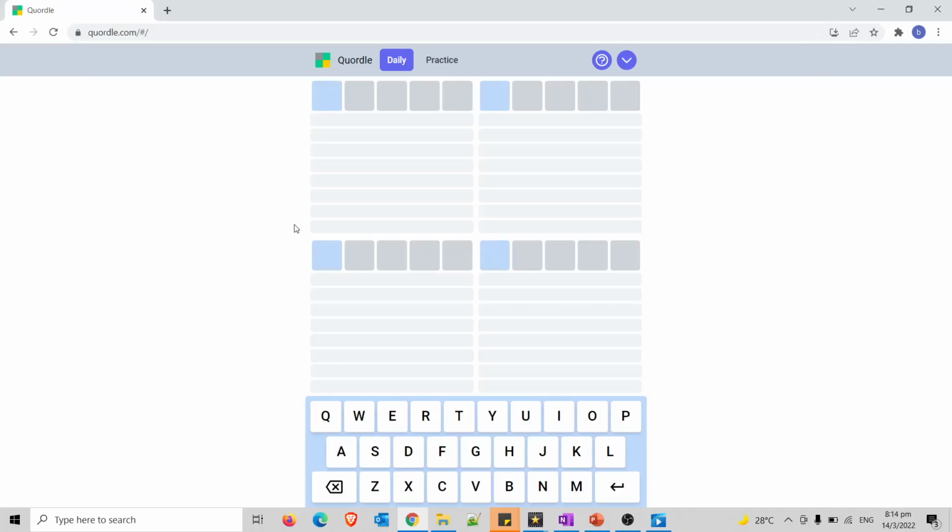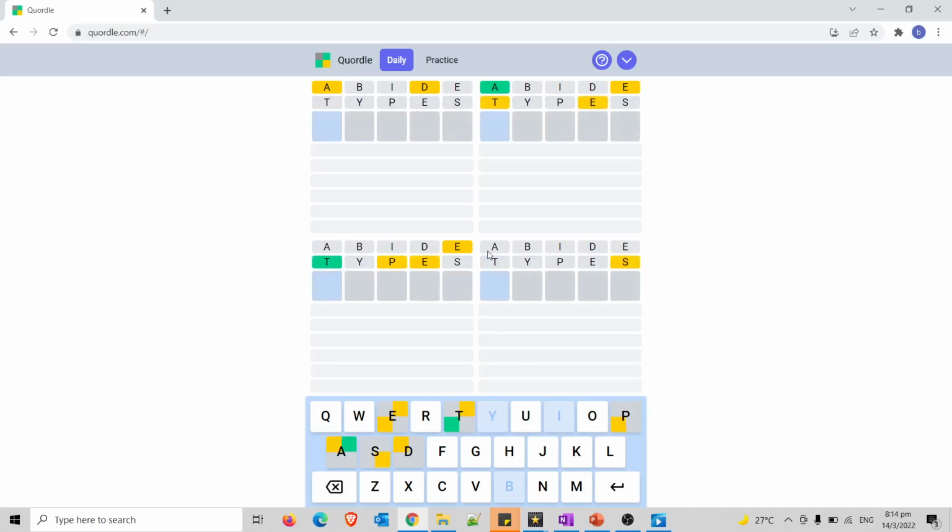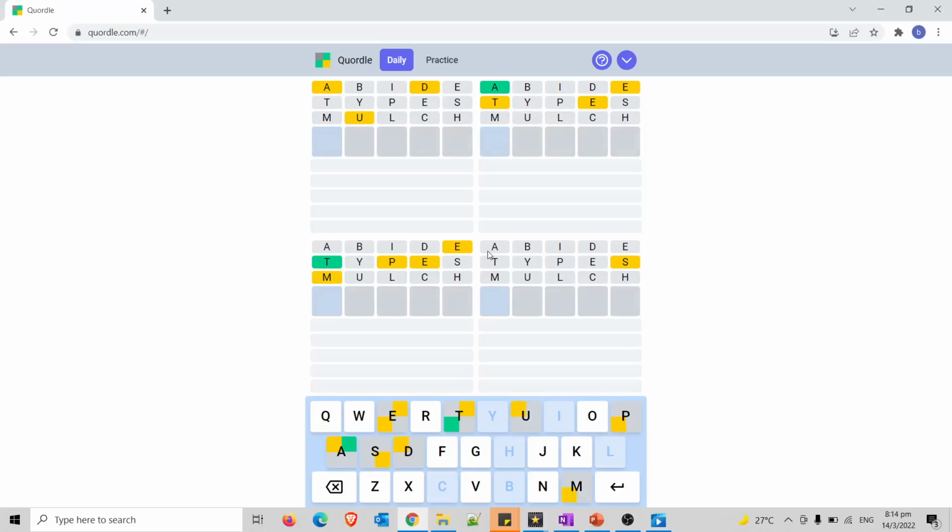All right, so this is Codal. You have 9 guesses. You have to guess 4 words. Let's start with right, and go with types. Mulch. All right, so for the first one we got 3 letters. For the second one we also got 3 letters. For the third one we got 4, and for the last one we just got 1.